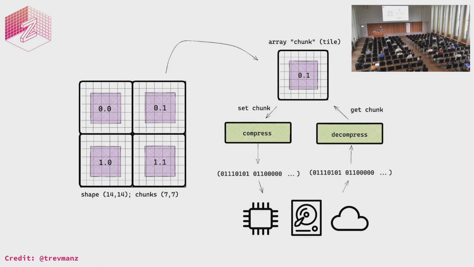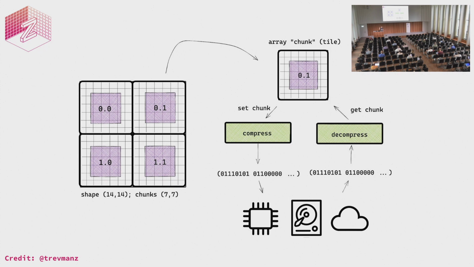How does it look if I want to read or write something? So let's say I have an array here of shape 14 times 14. And I specify a chunk size of 7 times 7. This gives me 2 times 2 chunks. And now I want to write in one part of this array. And let's say it's in this chunk 0.1.